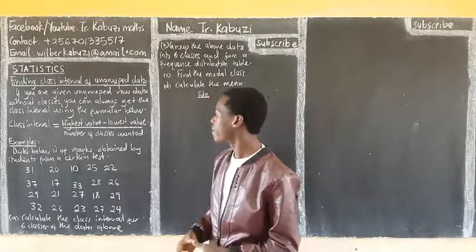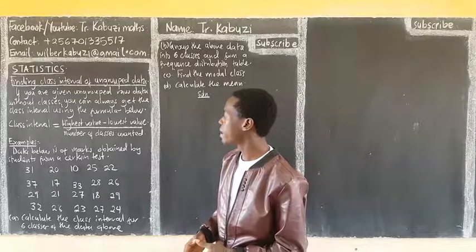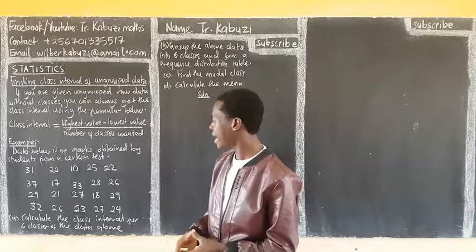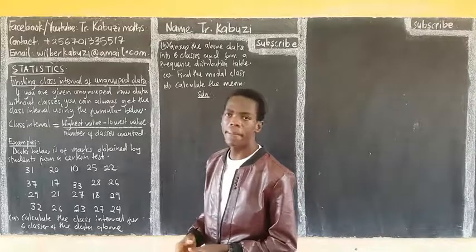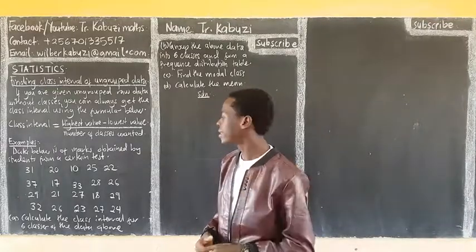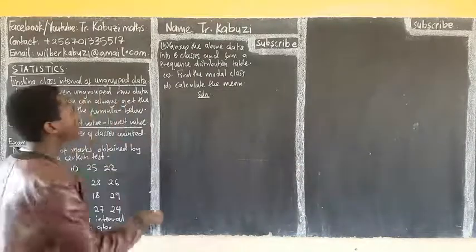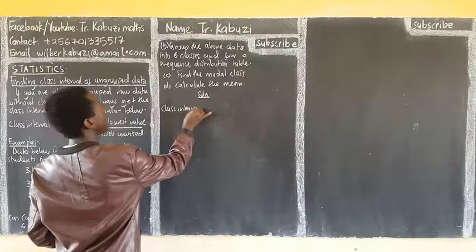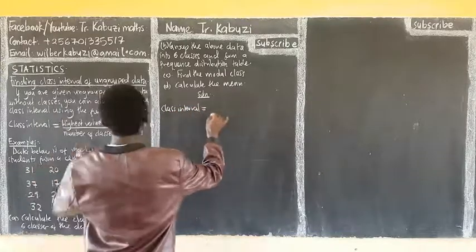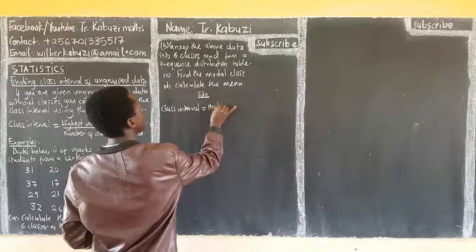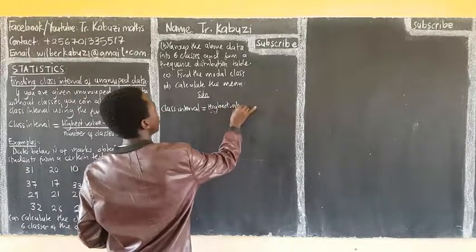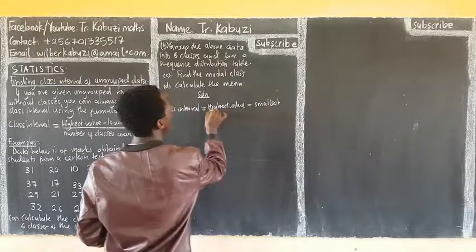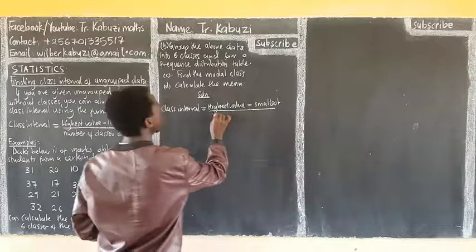The data below is of marks obtained by students from a certain test. So these are the marks. Calculate the class interval for 6 classes of the data below. Now they want us to get 6 classes. Now our class interval is given by the highest value minus the smallest over number of classes.